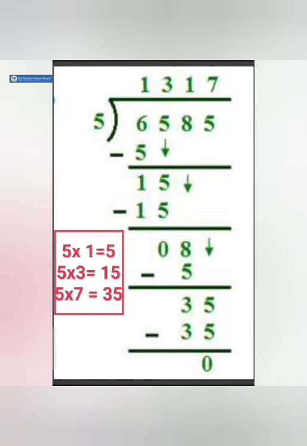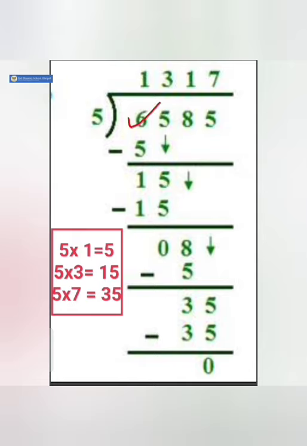Let's try dividing 6585 by 5. So we are going to read the table of 5 to divide. Let us see the first number. First number is 6 here. So we can read the table of 5 1 times. Why? Because 5 ones are 5. 5 1 times is 5.